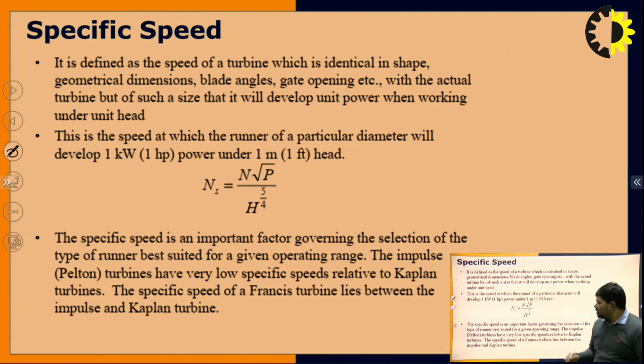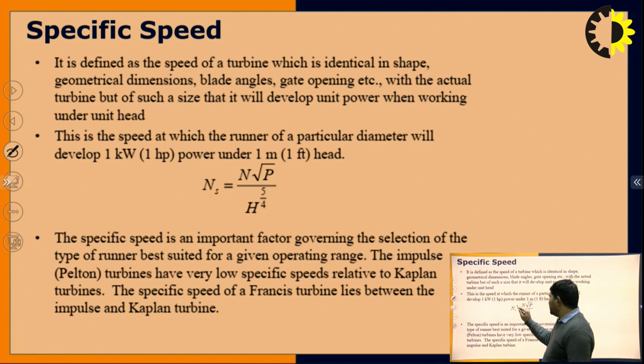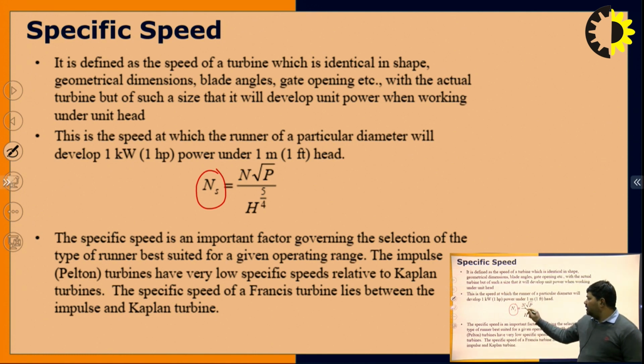The specific speed is Ns, equal to N root P upon H to the power 5/4, where N is the speed (RPM) of the runner, P is the power, and H is the head. The specific speed is an important factor governing the selection of the type of runner best suited for a given operating range.